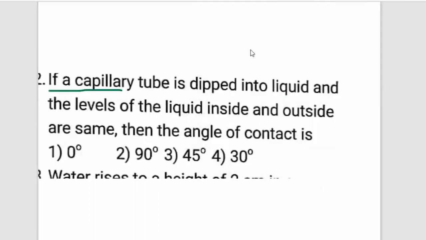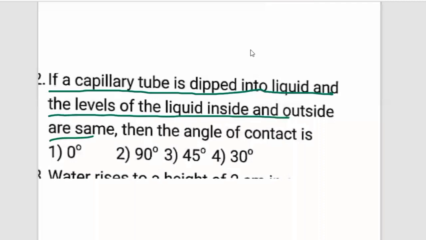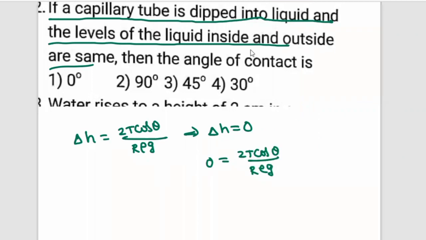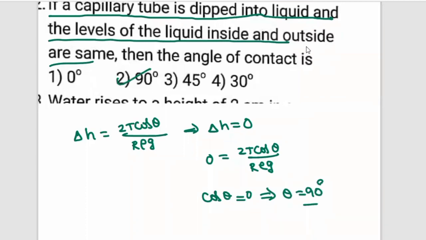If a capillary tube is dipped into liquid and the levels outside and inside are the same, then what is the angle of contact? We know the relation H is equal to 2T cos theta divided by R rho G. They gave that outside and inside the levels are the same. So you can take this as delta H, so delta H is equal to 0. If delta H is 0, then cos theta is equal to 0. If cos theta equals 0, theta is 90 degrees. So theta is equal to 90 degrees.